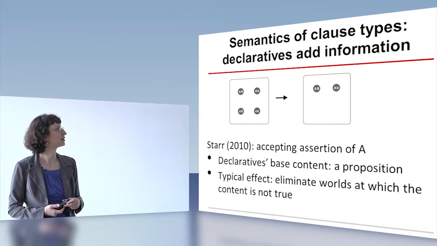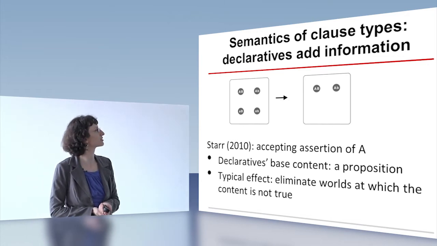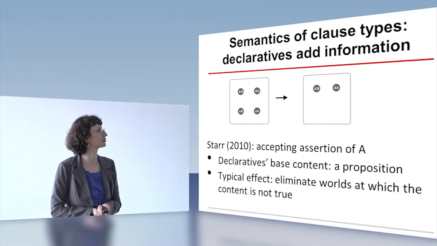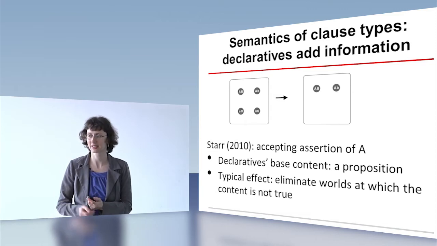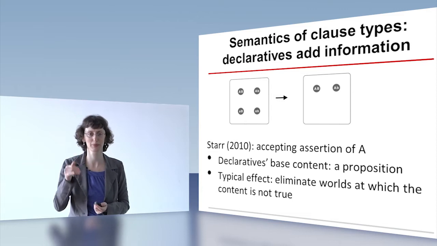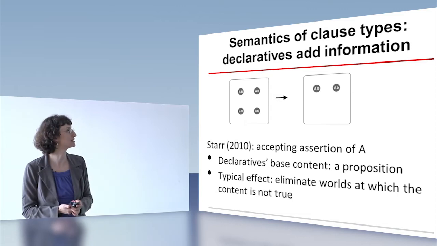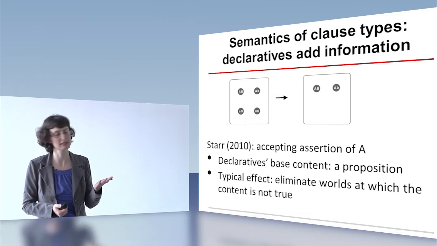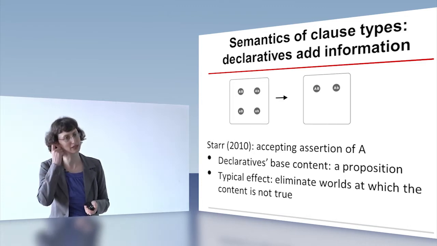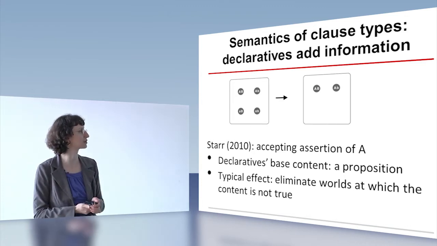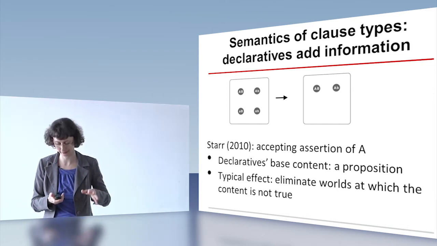Okay, so to dive right into it, here is Will Starr's Semantics of Assertion, or Dynamics of Assertion. I'm not going to go into the nitty-gritty of each actual update function that a declarative is supposed to represent, but you can see its effects. The base content is a proposition, just like we're all used to modeling declarative assertions, and the typical effect is to eliminate worlds at which the content is not true. Okay, so this is all very familiar.